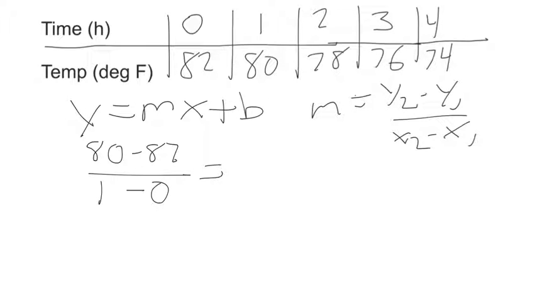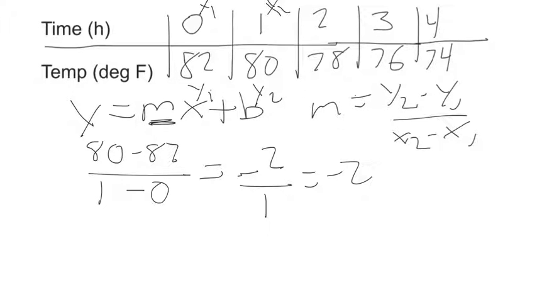Why would it be 80 minus 82? Because we're looking at this being y2 and this being y1, and this one being x2 and this one being x1. Okay? So that's going to give you a negative 2 over 1, which means we have a slope of negative 2. So that's the m part.